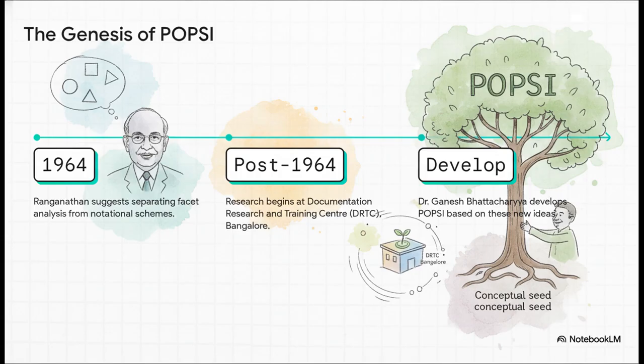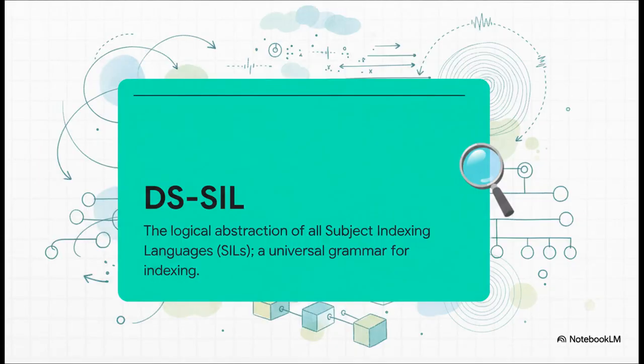He took that tiny seed of an idea and grew it into the full-blown system we now call POPSI. The theory at the heart of all this is something called the deep structure of subject indexing languages, or DS-SIL. And here's the big aha moment from Bhattacharyya. Just like all human languages have some kind of shared underlying grammar, all indexing languages have a common logical structure. POPSI is built on that universal grammar, and that's what makes it so powerful and consistent.